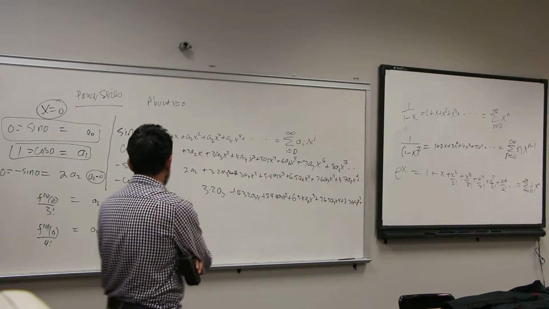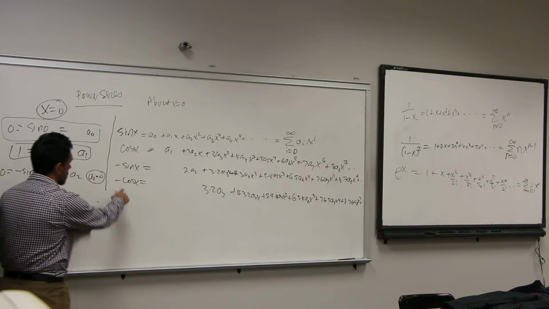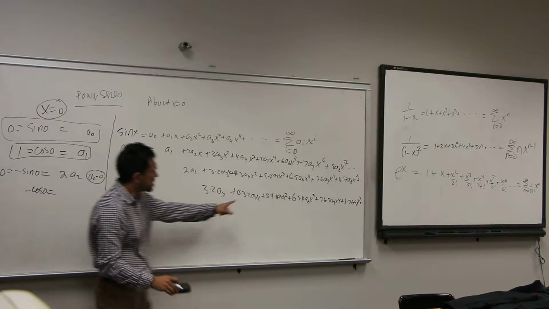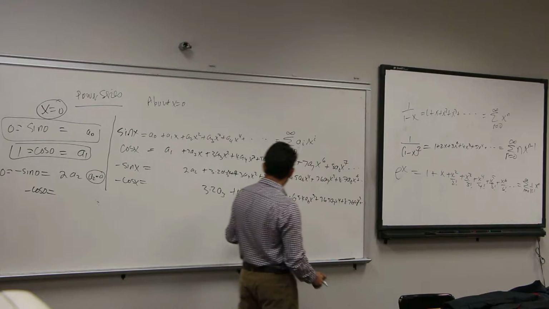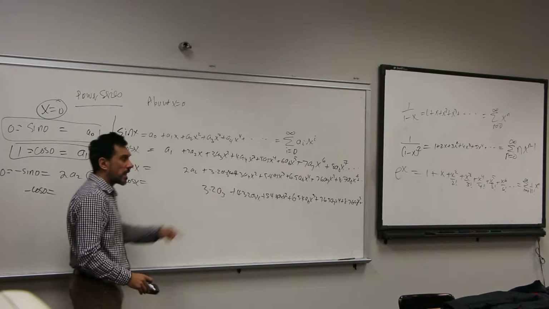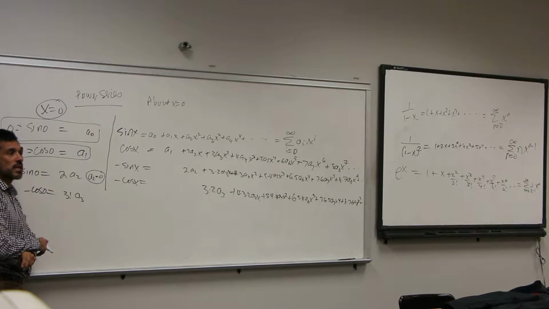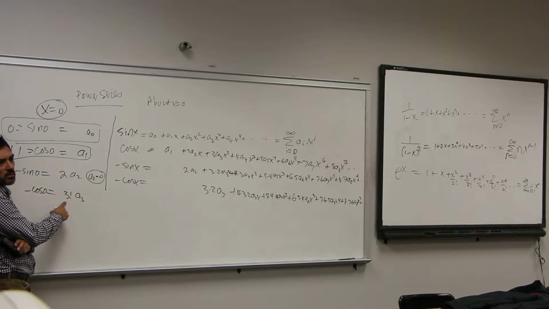Now I will put in x equal to 0 on both sides. Negative cosine of 0 is equal to... all of these are 0. Then you are left with 3 factorial a3. That is to say a3 is negative 1 over 3 factorial.